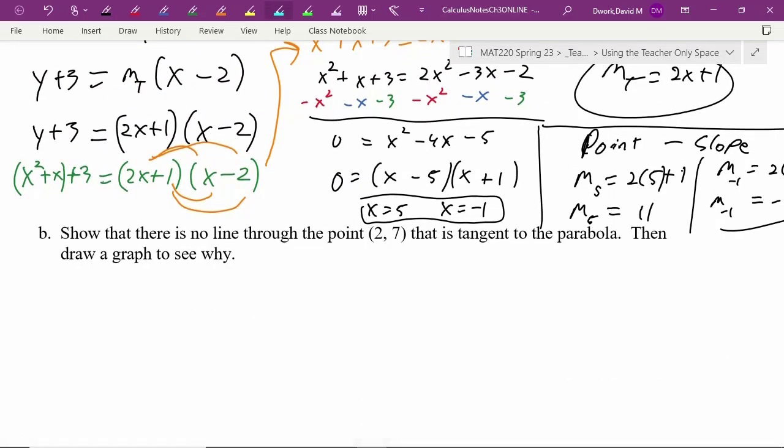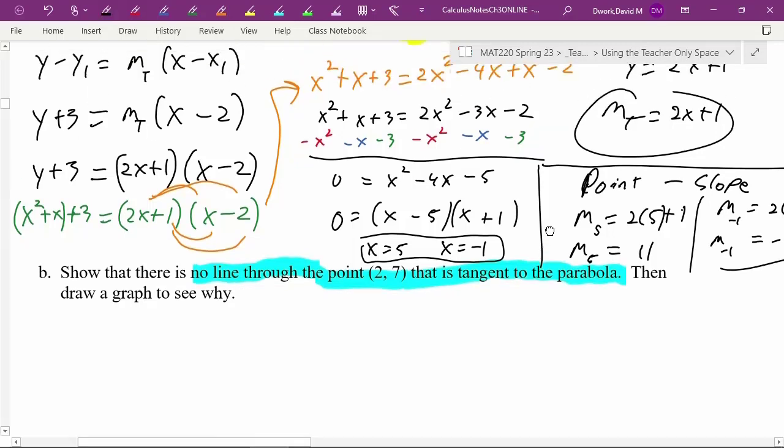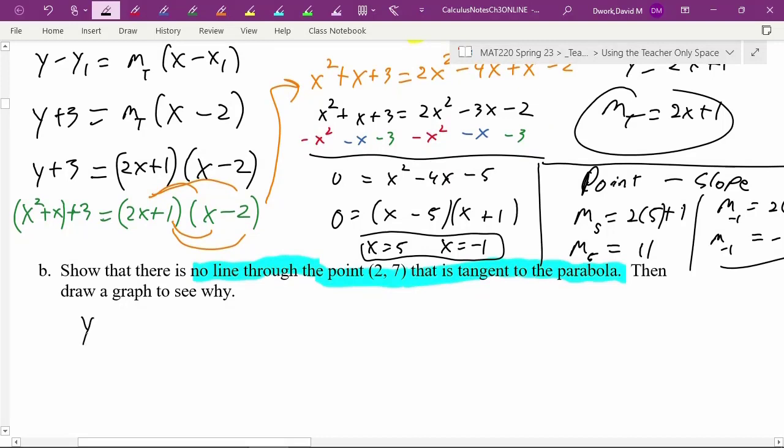And let's see here. The directions are saying show that there is no line through the point 2, 7 that is tangent to the parabola. So my gut matches the directions. That's a good sign. All right. But that's not a good mathematical argument. Let's go ahead and show this algebraically. So how do we do that? We need to, I don't know, do the exact same thing we just did. I need to write the equation of a line. This is what they're asking me to do. Write the equation of a line passing through 2, 7. There we go. And that is tangent to our parabola.